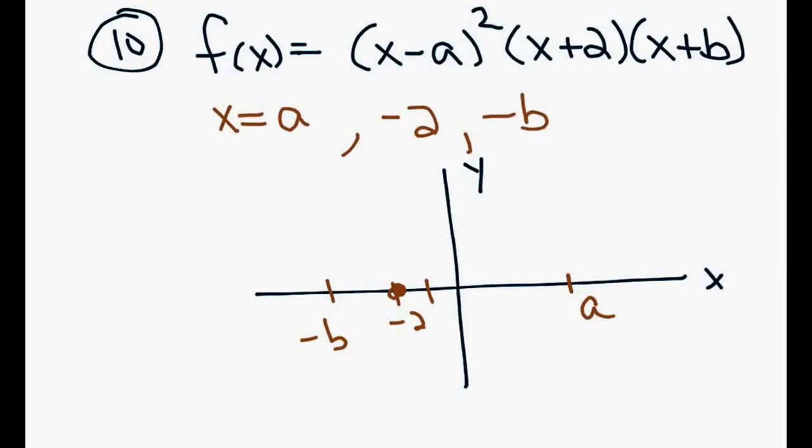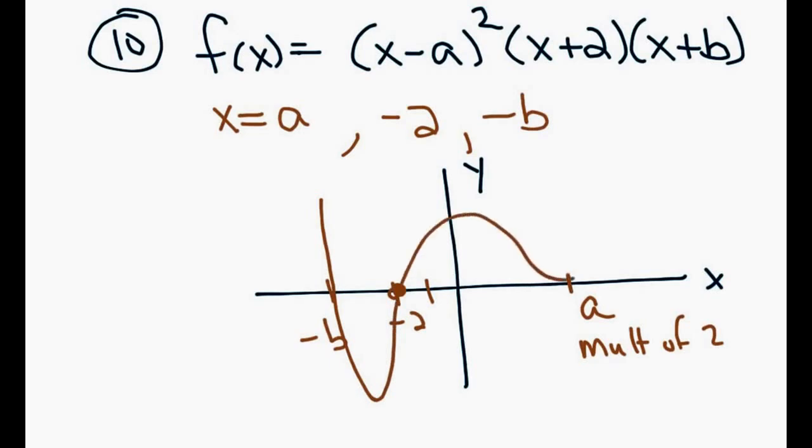So because a has a multiplicity of 2, I know that the graph, whatever it looks like, first of all, I've got to remember it's a 4th degree polynomial. There we go. That's what it'll look like.